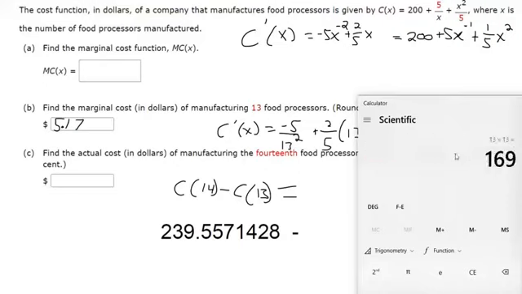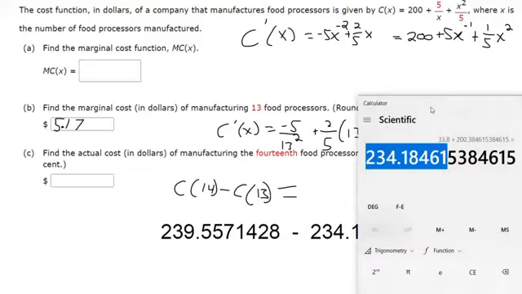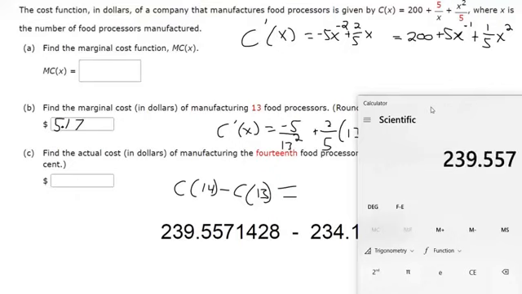So we got 13 squared, divide 5, plus that answer. So there's what we get with 13 squared. Round your answer to the nearest cent, so we can subtract those two. 239.5. So $5.37 it looks like.